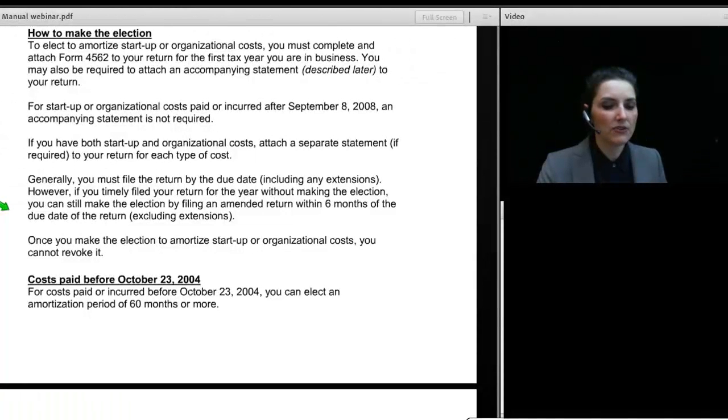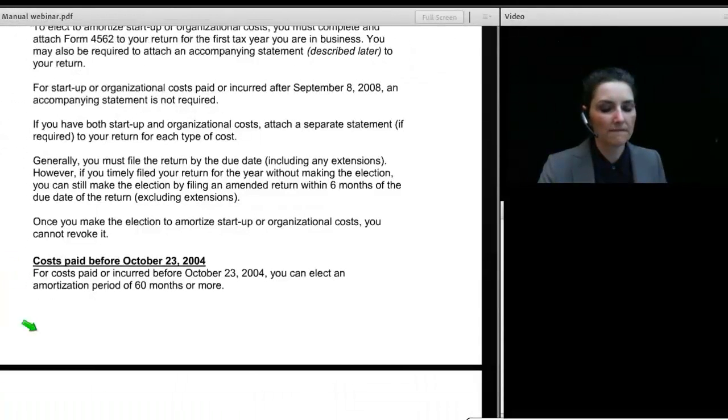However, if you timely filed your return for the year without making the election to deduct or to amortize the startup costs, you can still make the election by filing an amended return within 6 months of the due date of the return, including extensions. Once you make the election to amortize startup or organizational costs, you can never revoke it.